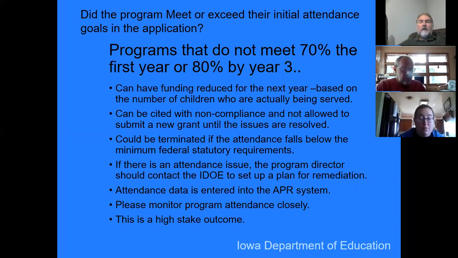So the bad part is we have to monitor that attendance, and when programs do not meet those goals, I am required to reduce in the next contract year the amount of funding for a school that didn't meet their attendance goals. So hopefully as an evaluator you can identify that early, and we can take some steps for remediation so that we don't have to reduce any of the program's funding.